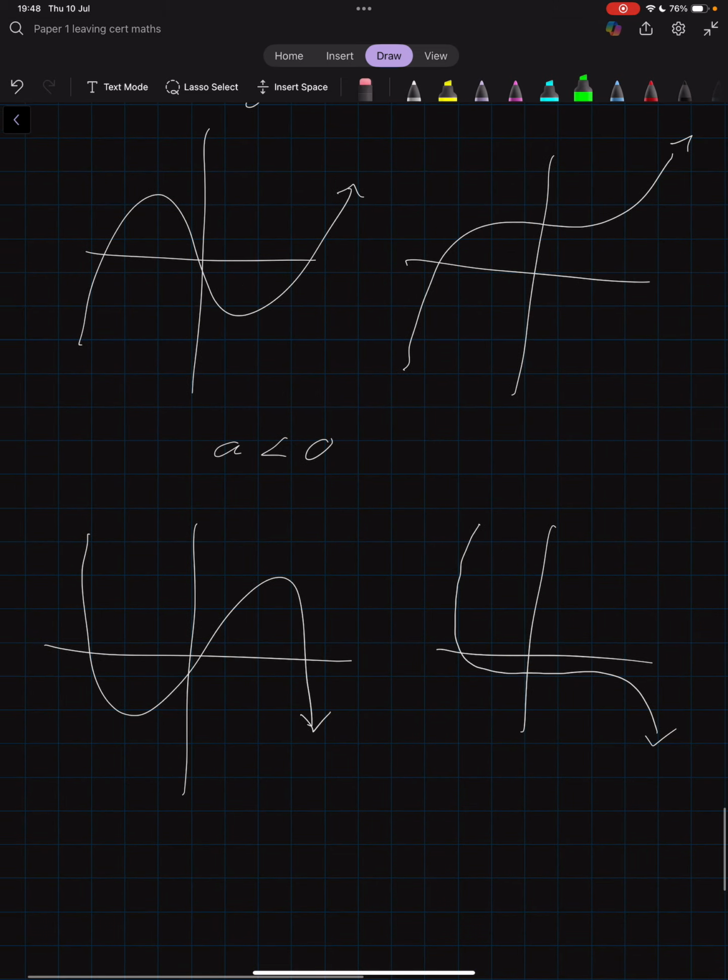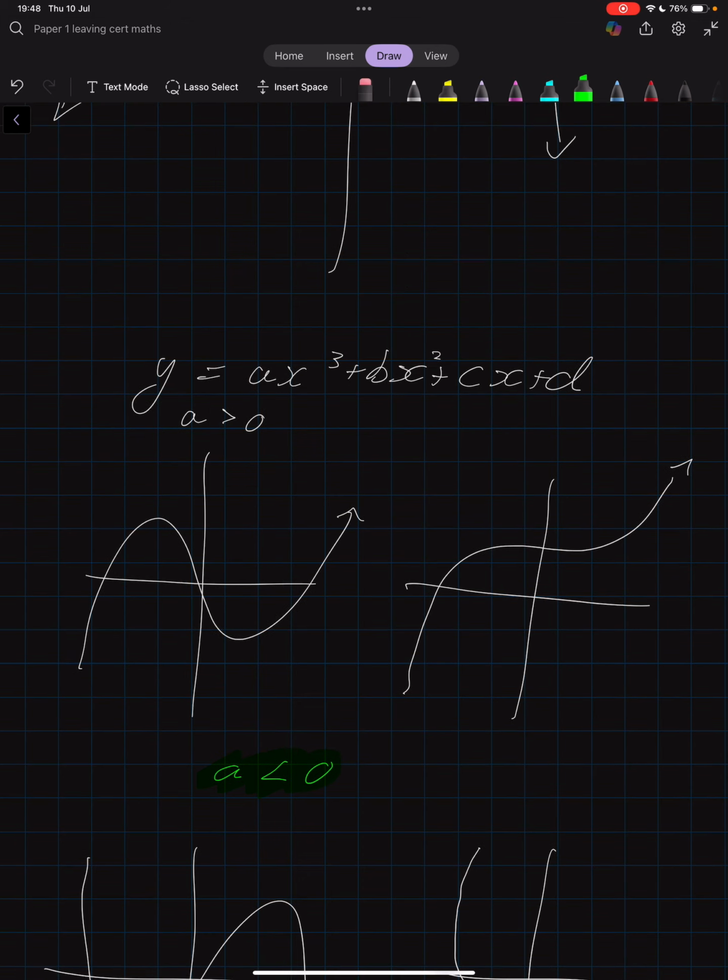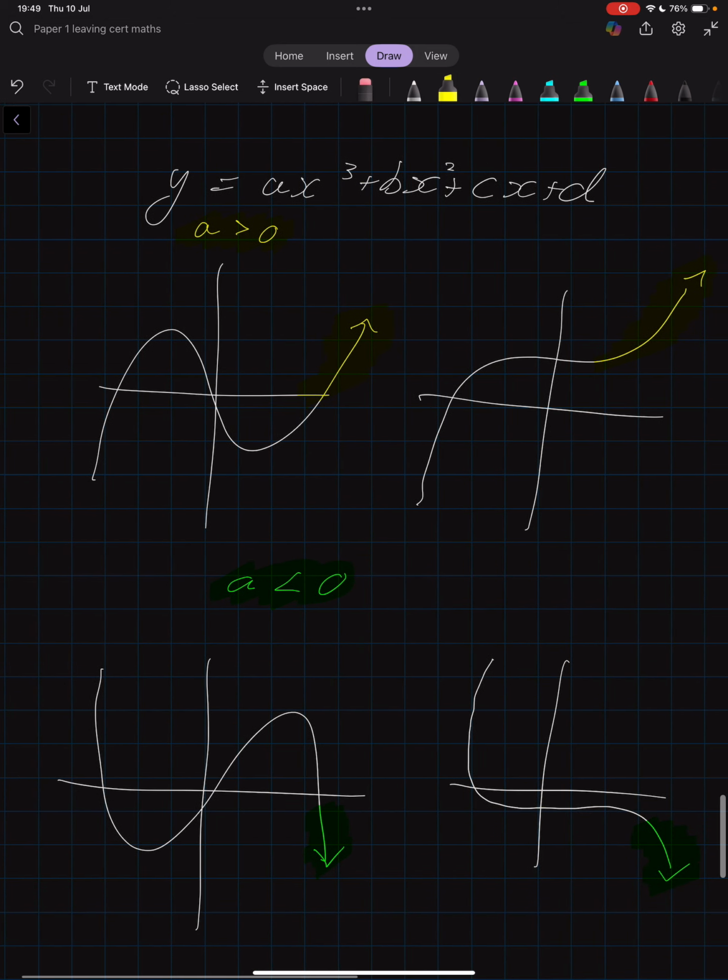So just to be clear, if the number in front of the x cubed is less than 0, the right arm will point down. And then if a is greater than 0, the right arm will point up. Okay? So it'll always look something along the lines of this. Okay? So I think that's all for those.